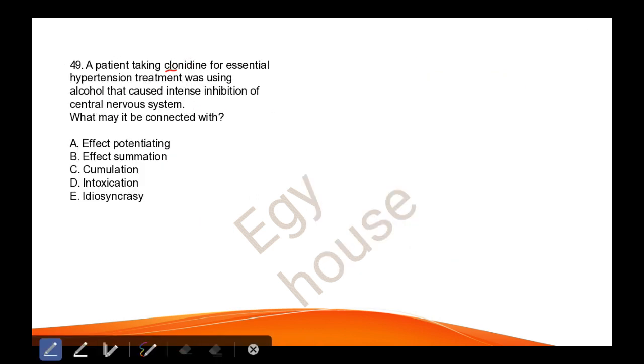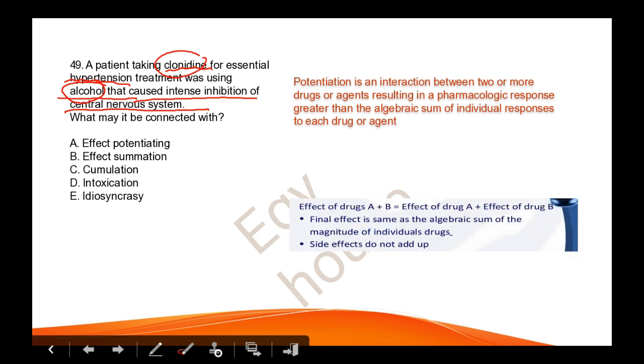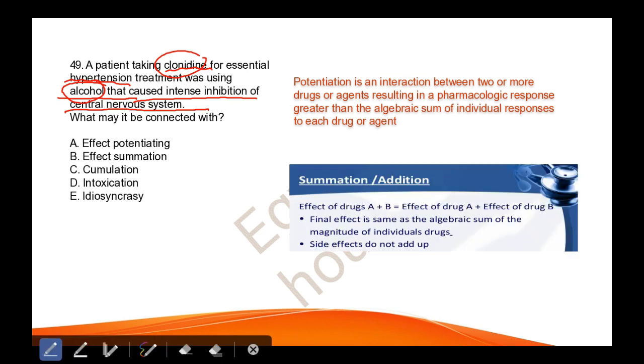The patient was taking clonidine for essential hypertension treatment, and he was using alcohol. So we have clonidine and alcohol, but alcohol caused intense inhibition of the central nervous system. He should just be drunk, and the alcohol should not really cause him an intense inhibition of the central nervous system. This is because of the effect potentiation between these two drugs. I want you to know that this is a type of synergism. So potentiation is a type of synergism, and also summation is a type of synergism.